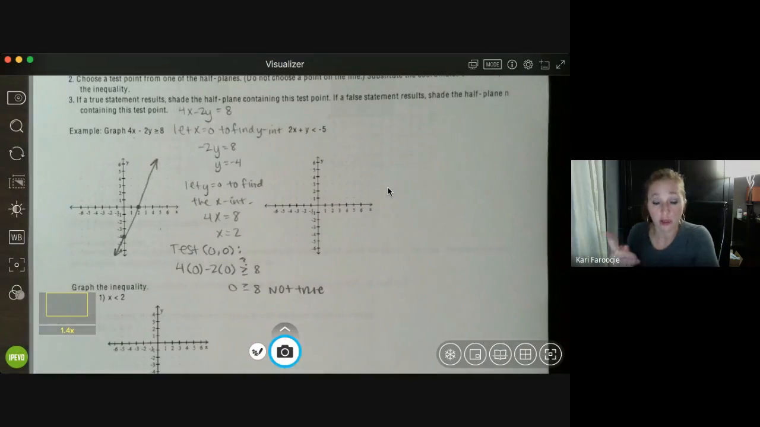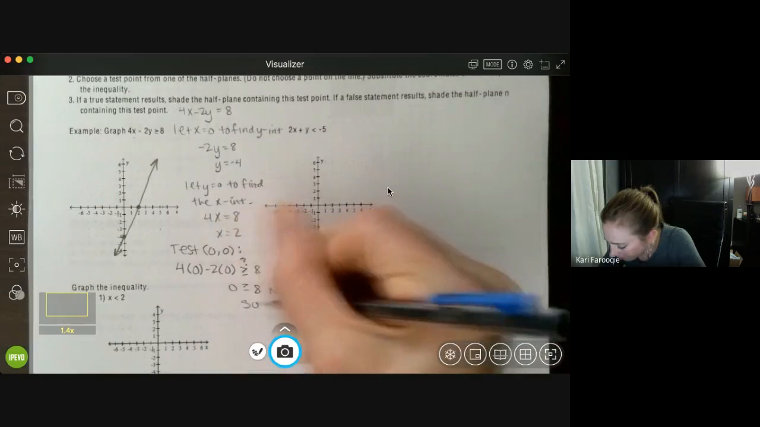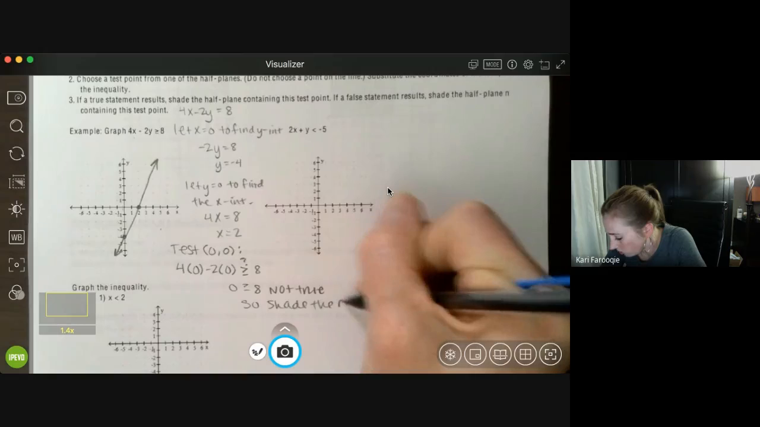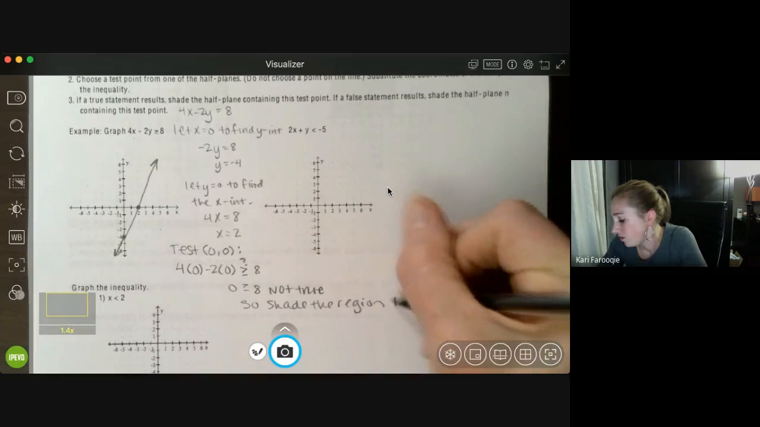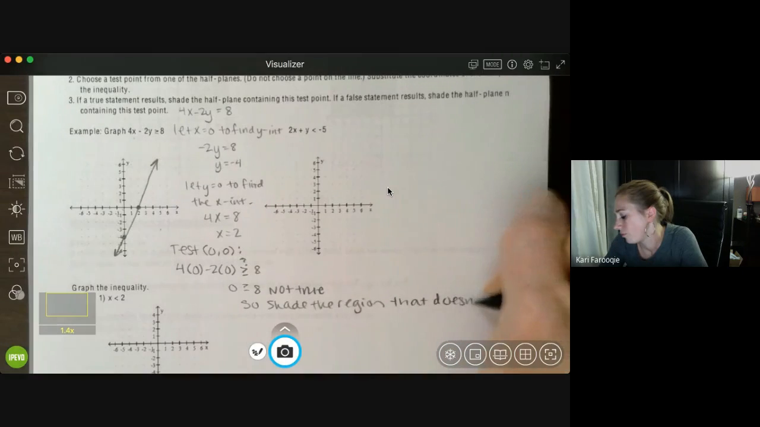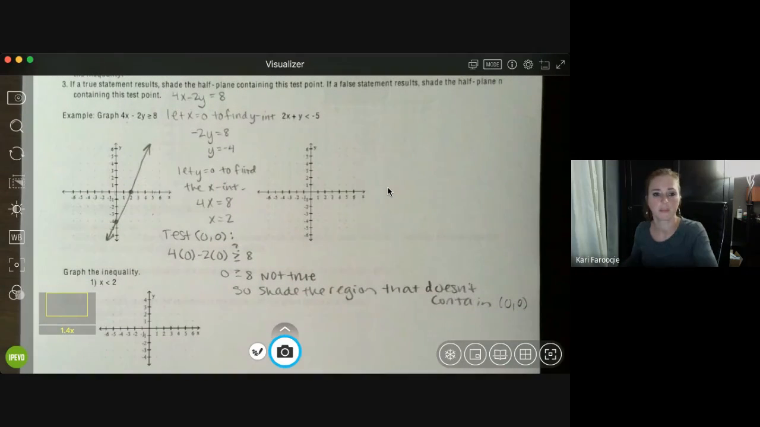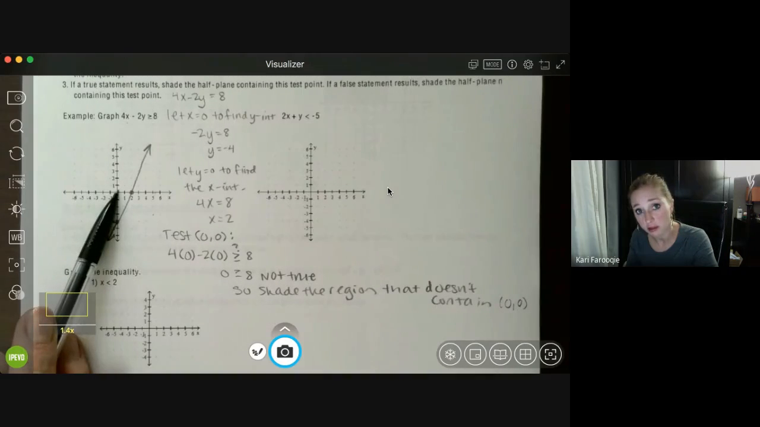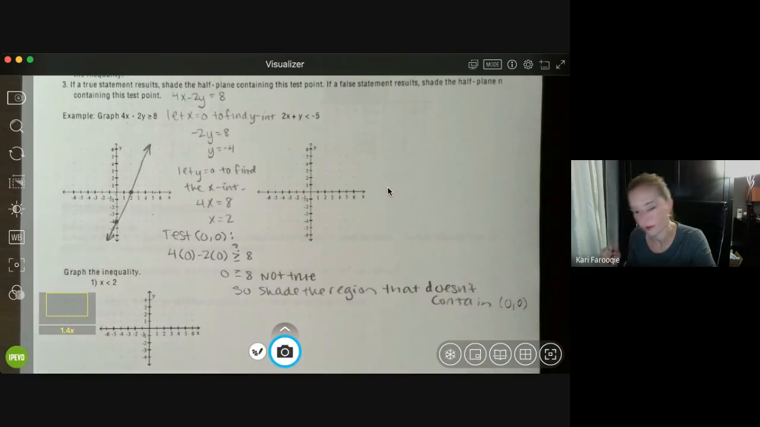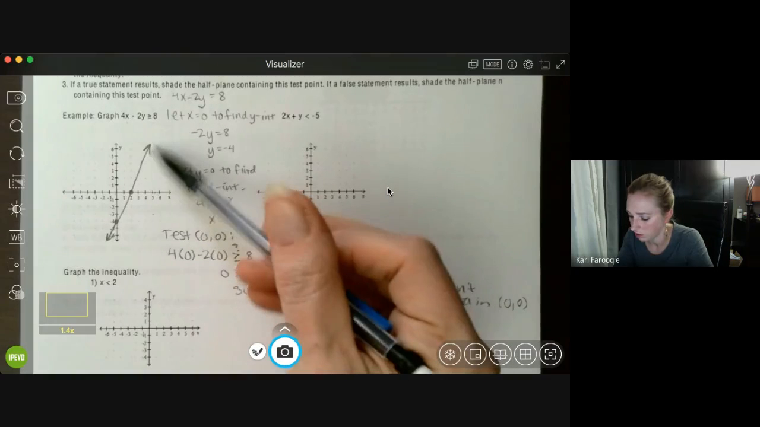If it's not true, then don't shade that region. Shade the other region. So shade the region that doesn't contain 0, 0. If it was true, then we would shade the region that includes 0, 0. Okay, but 0, 0 does not make the inequality true. And because 0, 0 does not make the inequality true, I cannot include that region in my solution set.